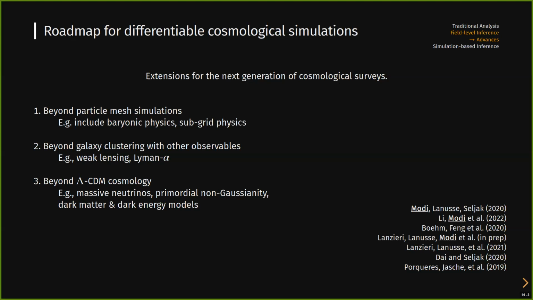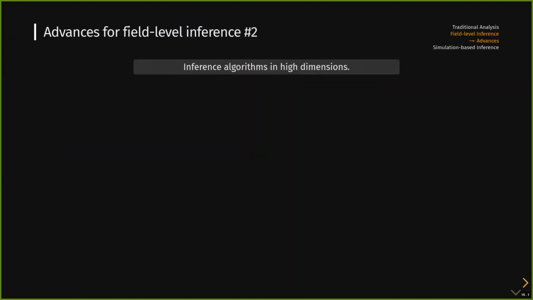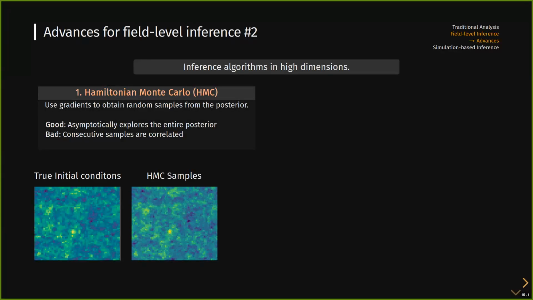A lot of foundational work for a lot of these things has been done in these papers, some by me, some by my collaborators, and some by other groups. But yeah, there's a lot of things to be done ahead. Okay, the second thing that I mentioned we need for field level inference is optimal and efficient algorithms in high dimensions. And the one that people generally use in this setting is called Hamiltonian Monte Carlo. The idea here is that you essentially follow your gradients to make more informed sampling to generate samples from your posterior. This is good because asymptotically, it can explore the entire posterior.